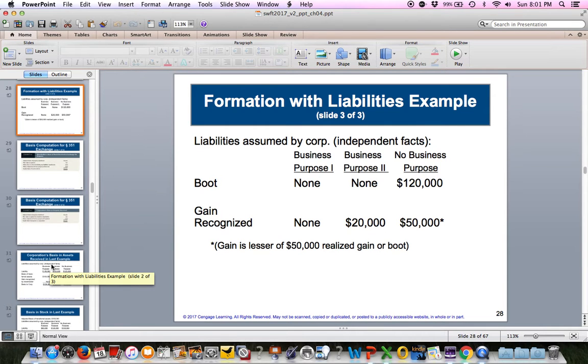Liabilities assumed by the corporation, independent facts then. So it says here for the first one, no boot, no gain recognized. The gain is the lesser of 50,000 realized gain or boot. For the second one, no boot, 20,000 gain. And for the third one, no business purpose, 120 with a gain of 50.